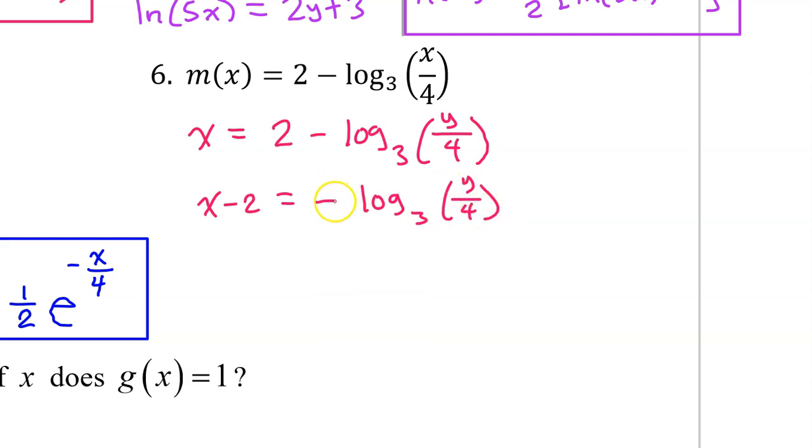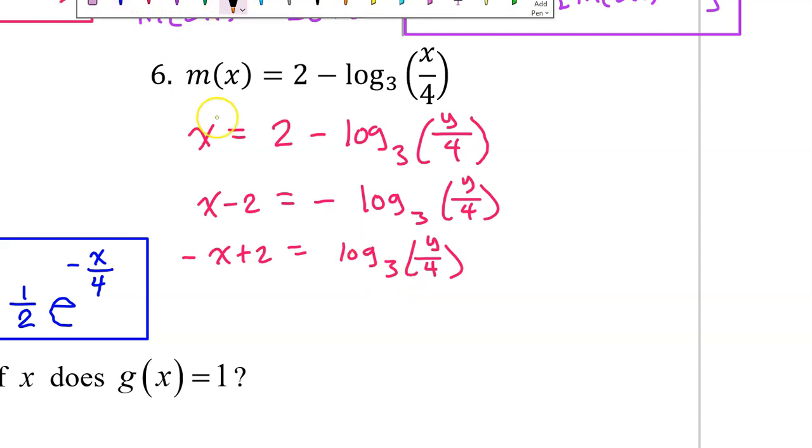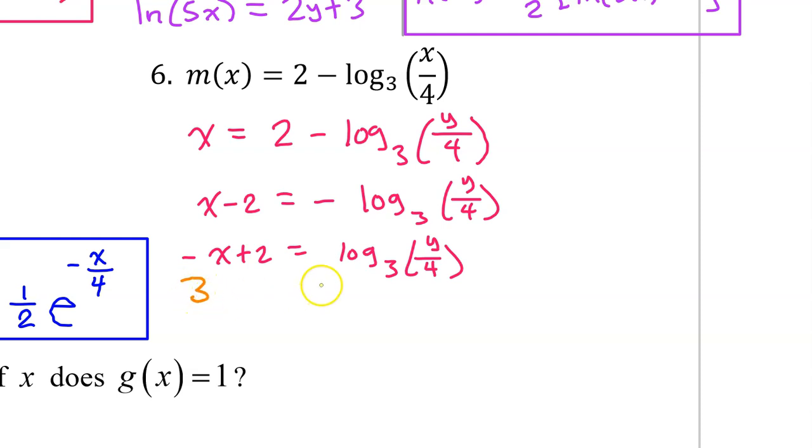We need to get rid of this negative sign, so think of it as dividing both sides by negative 1 or multiplying both sides by negative 1. Either way, we will get negative x plus 2. I went ahead and distributed the negative sign. And this will now equal the log base 3 of y over 4. To get rid of the log base 3, I can drop a base 3 on both sides of this equation, like this.